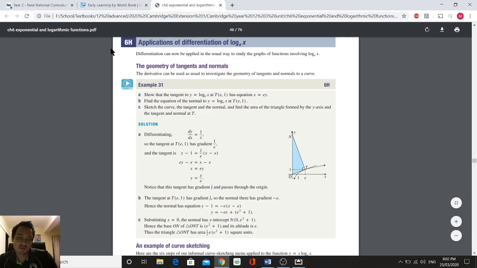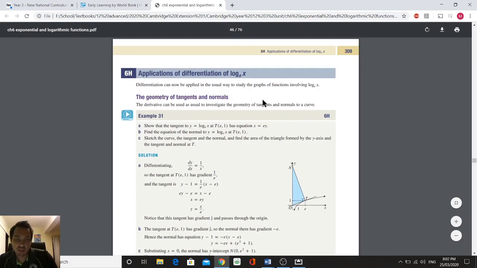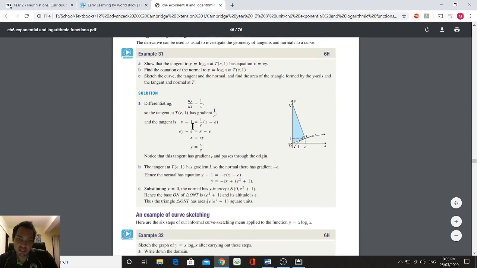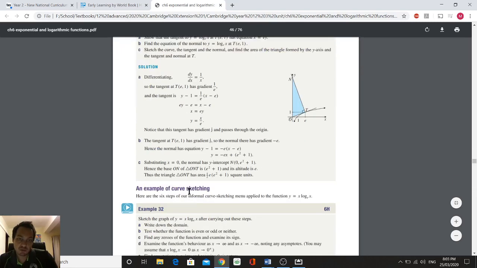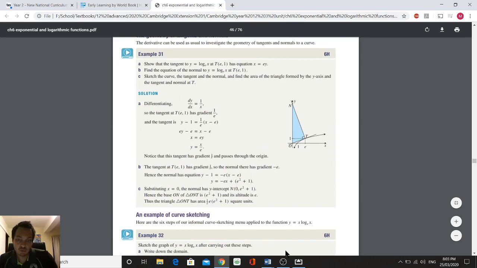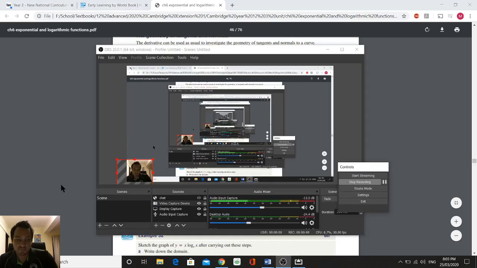Today you'll be looking at exercise 6H, applications of our differentiation of logs, and I want to go through a few different questions that aren't in your textbook, but probably more the kind of questions that we'll get in our examinations as we go through. However, these are definitely enrichment questions in your textbook, and it's definitely worth going through, and we'll look at them soon.